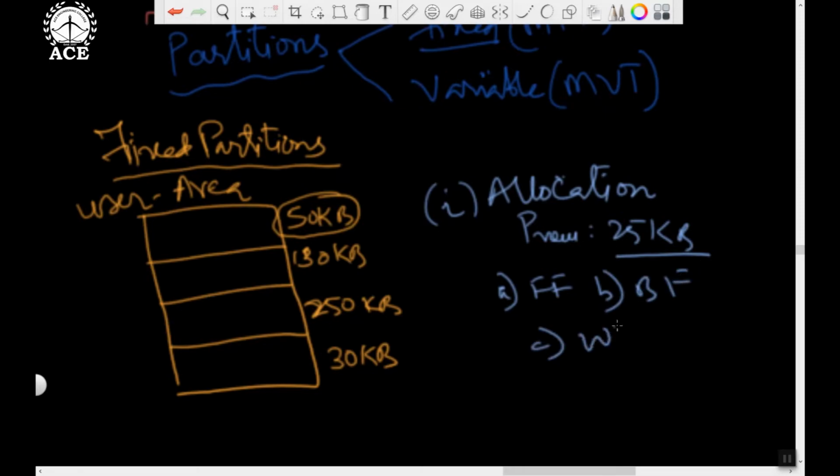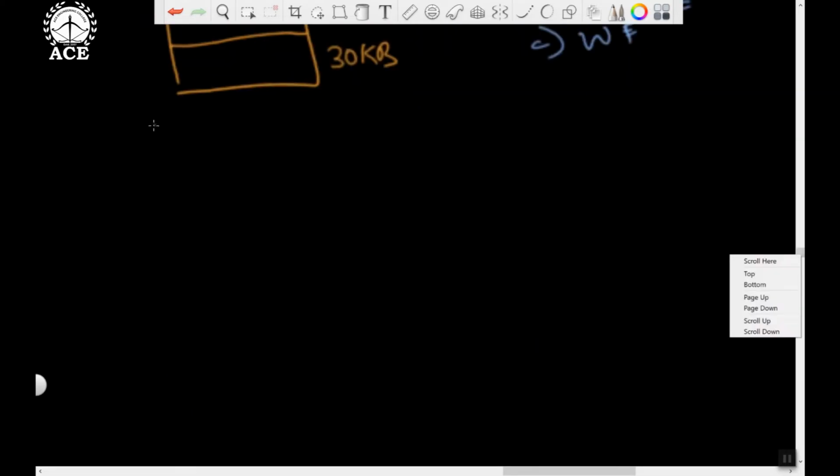If you remember, I said if I get a new program of size 25K, and all these partitions are free, maybe we can accommodate it here or here or here or here. All are eligible. So which partition are we going to place it in? For that we said we have techniques like first fit, best fit, and worst fit. I hope you are able to recollect.